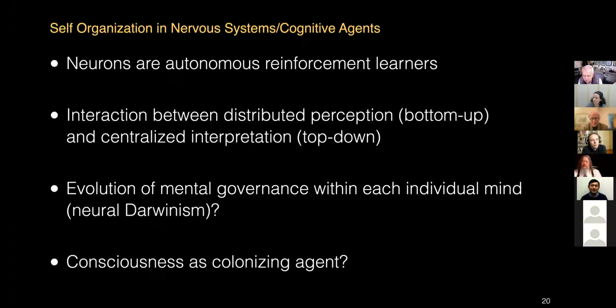The neurons are autonomous reinforcement learners. And the interaction between the neurons needs to be coordinated into a coherent structure. And Gerald Edelman has suggested that the organization that happens in our own mind is something that evolves in every individual in some kind of evolution, which he calls neural Darwinism. And so maybe the top-down process that is harmonizing our bottom-up perception is something like a governance, a colonizing agent.